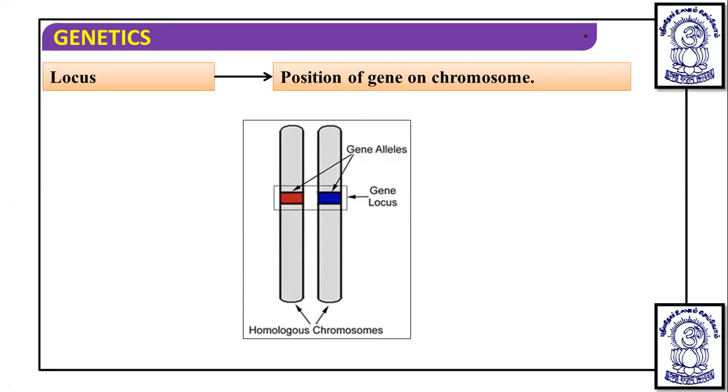Suppose these are the homologous chromosomes. You can see that on the homologous chromosomes, this is the particular position of a particular gene, and this is the position of another gene. This position is known as the gene locus. This and this are at the same position. These two genes are at the same position, which means we can say gene 1 and gene 2 are present at the same locus.